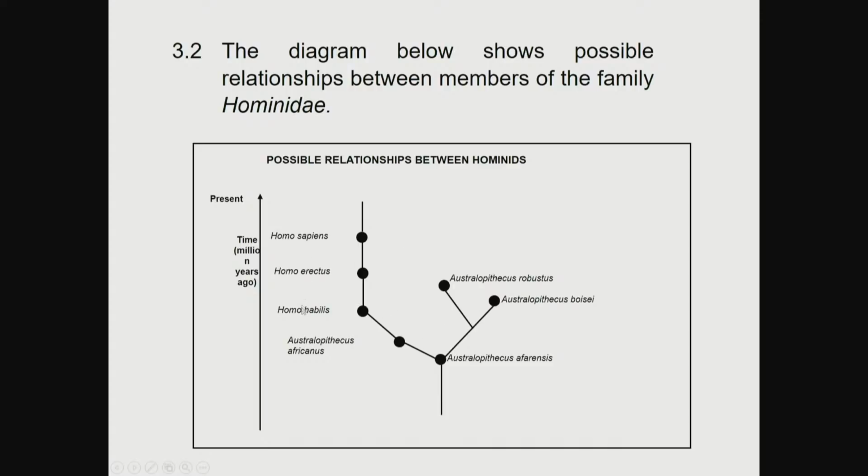It has 1, 2, 3, 4, 5, 6, 7 species. And how many genuses, they can ask you, and you have to answer that. Which one is the fossil that used tools? It is always Homo habilis. Which one is the direct ancestor of Homo sapiens? It is Homo erectus. So a lot of questions on phylogenetic trees.